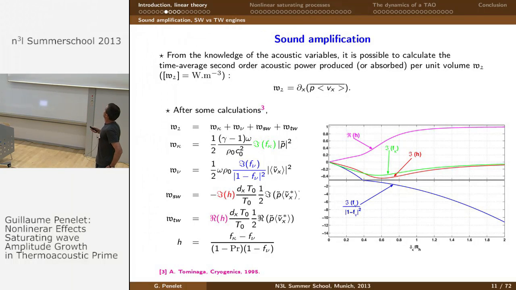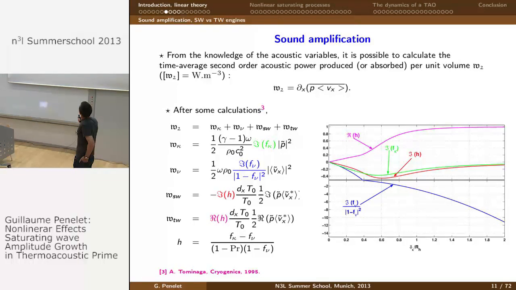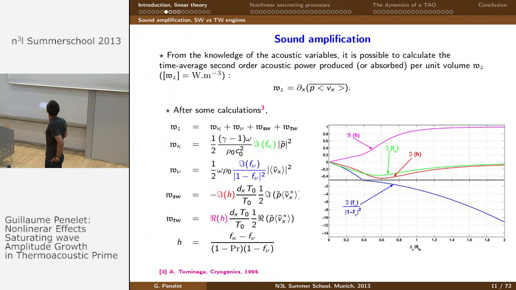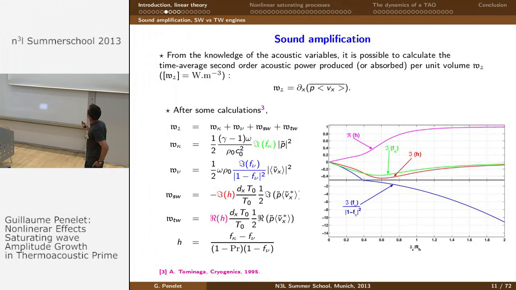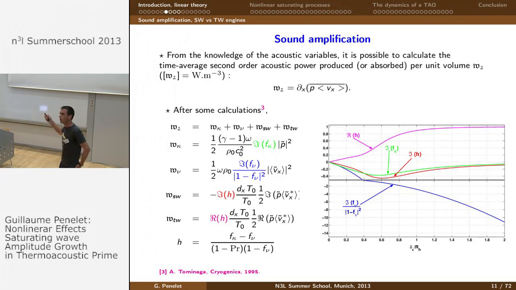So now let's go to the description of sound amplification. The power produced per unit volume by the thermoacoustic effect is defined as the axial gradient of sound intensity. And it's possible to decompose this term into 4 terms. In these 4 terms, we have first losses. So these are thermal losses, these are viscous losses. And the 2 other terms describe the amplification of the wave due to the thermoacoustic effect.